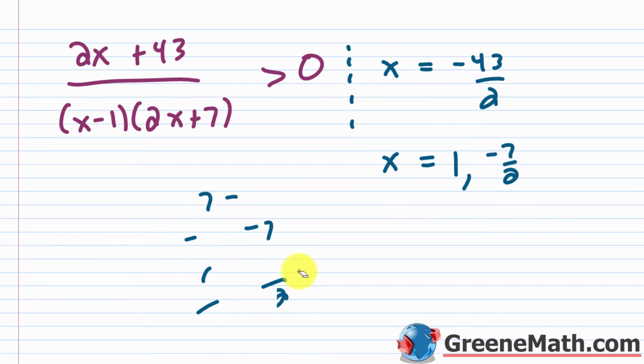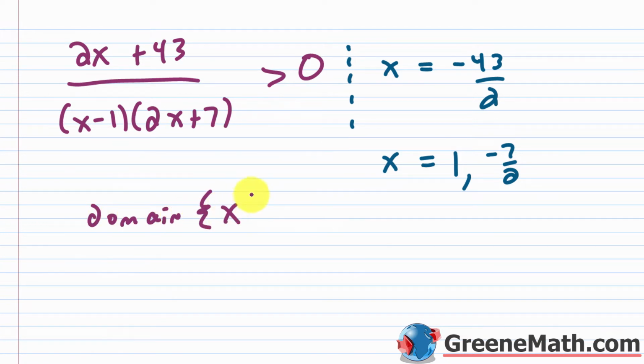Okay, it's very important to list these values here and to keep track of the fact that these came from setting your denominator equal to 0. So we know that we can't plug in a 1 or also a negative 7 halves because we'd be dividing by 0, and again, that's undefined. So I'm just going to write this out formally. Again, if you're just doing this on your own, you don't need to. So the domain is the set of all x such that x is not equal to this 1 or this negative 7 halves.